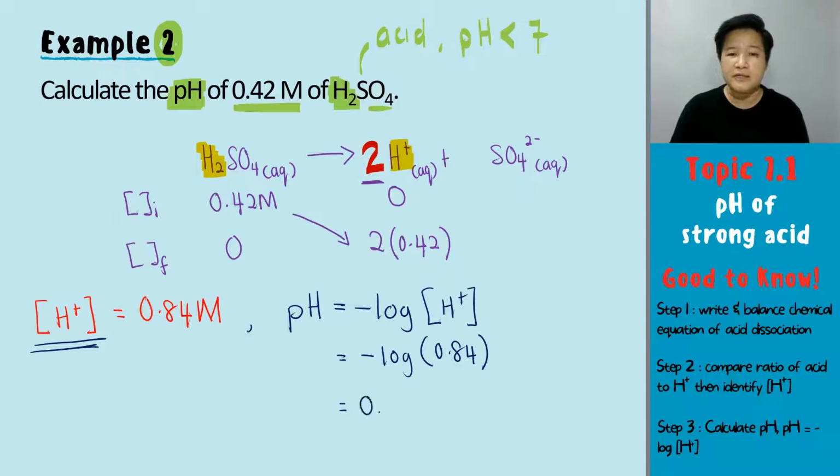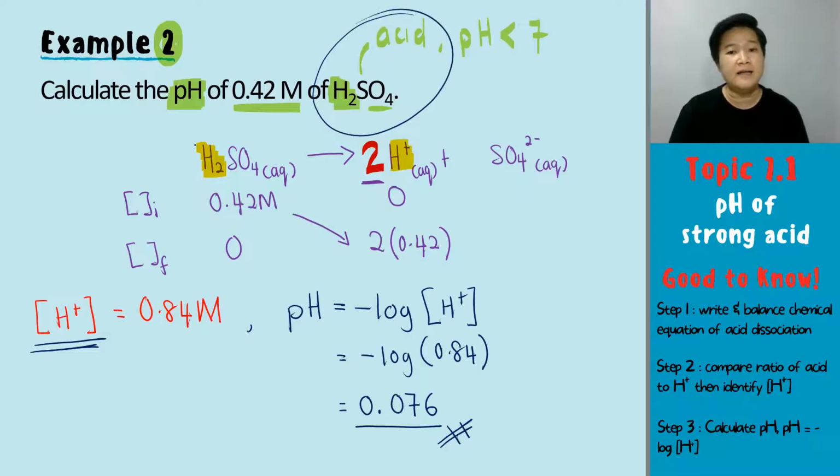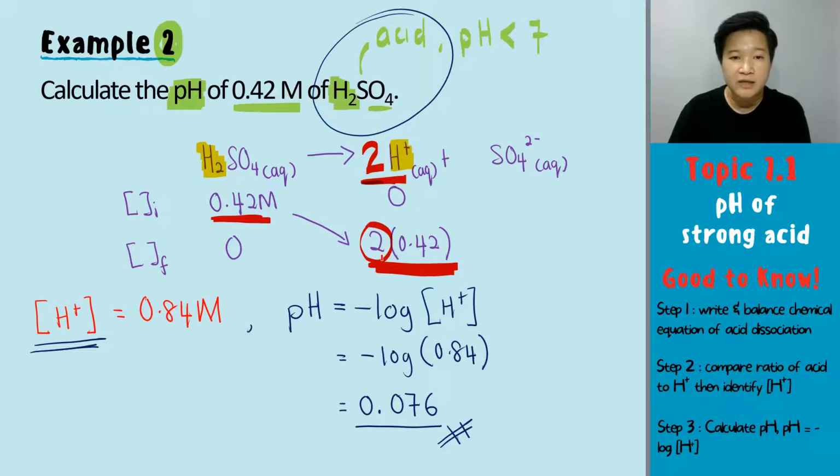And when you press your calculator, you realize that the pH value calculated for this question is 0.076. That is the pH value calculated, and it's correct because it's less than 7, and it should be less than 7 because your sulfuric acid is an acid. In this part of the question, just be very careful with the concentration of H plus and also the concentration of the acid originally. Because it's a diprotic acid, you will be forming 2 moles of H plus. Therefore, the concentration shall times 2. Okay? That is the trick.